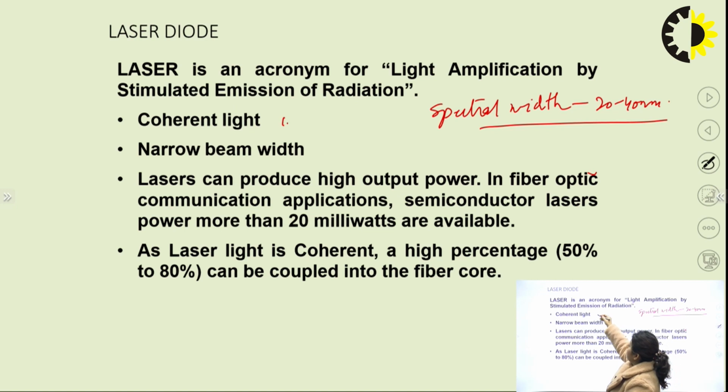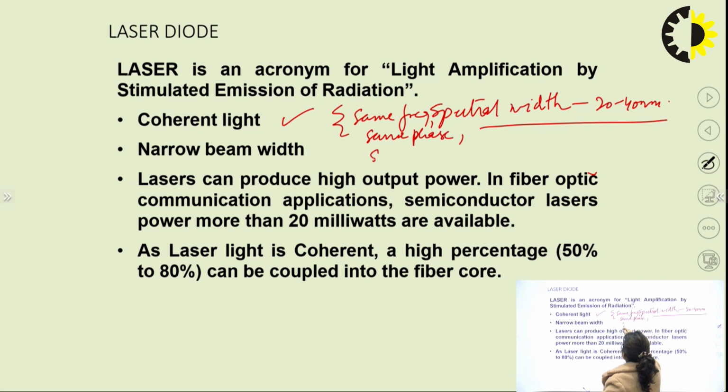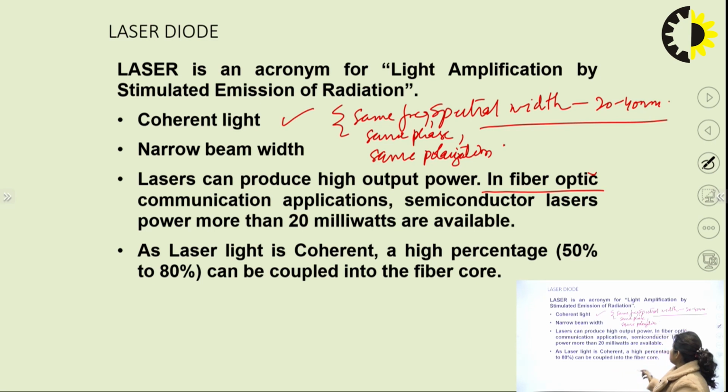The second point is the coherent light, which is a very important factor in the case of the laser diode. So laser diode has coherent light, the light has same frequency, same phase and same polarization also. So lasers can produce high output power in fiber optic communication, which is basically having much wider use of lasers. So semiconductor lasers having power more than 20 milliwatts are available.